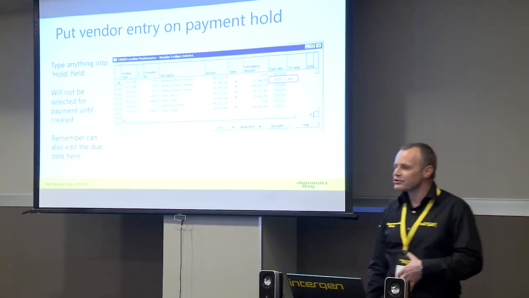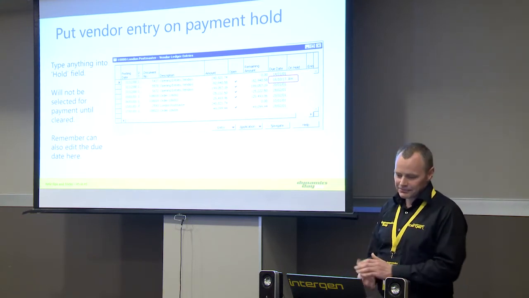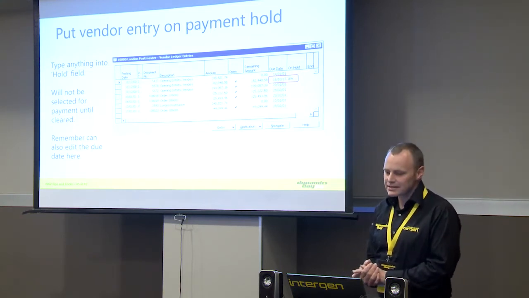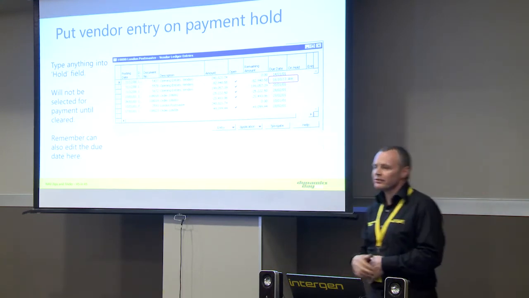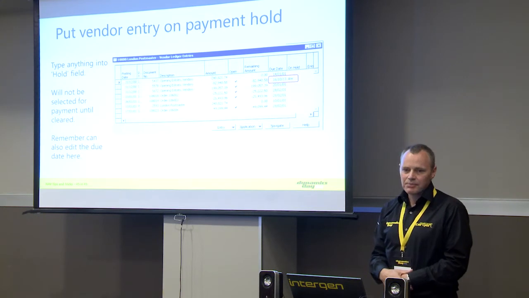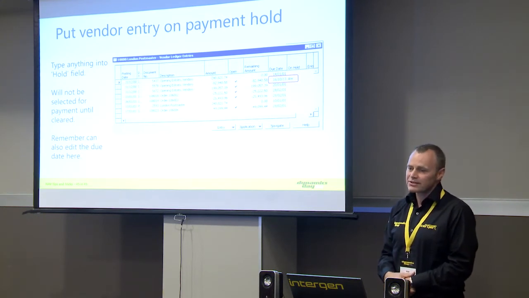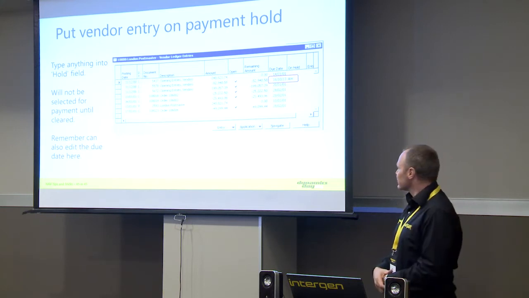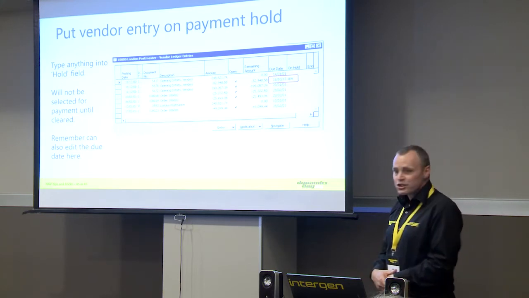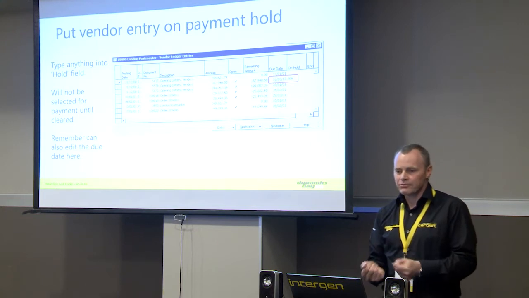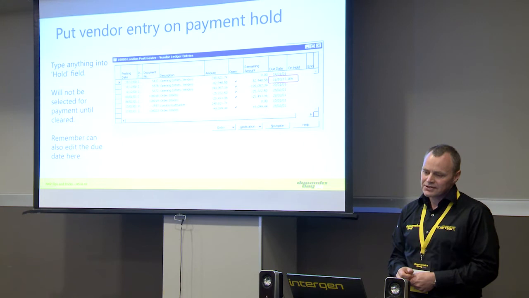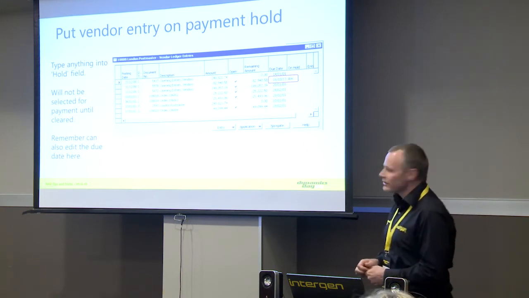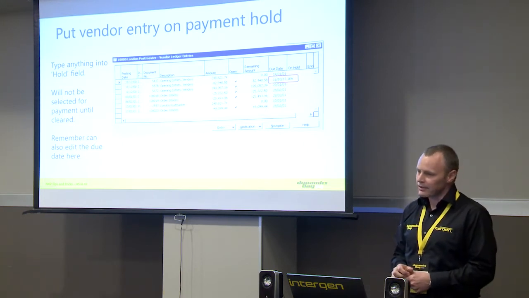Putting a vendor entry on hold. Hopefully we all know about doing this. All you have to do is there's an on hold field on the vendor ledger entry, type anything in there and that will stop it from being selected for payment. The normal approach is to put your initials or have a code for representing the reason for putting it on hold. It's only 3 characters, I think.